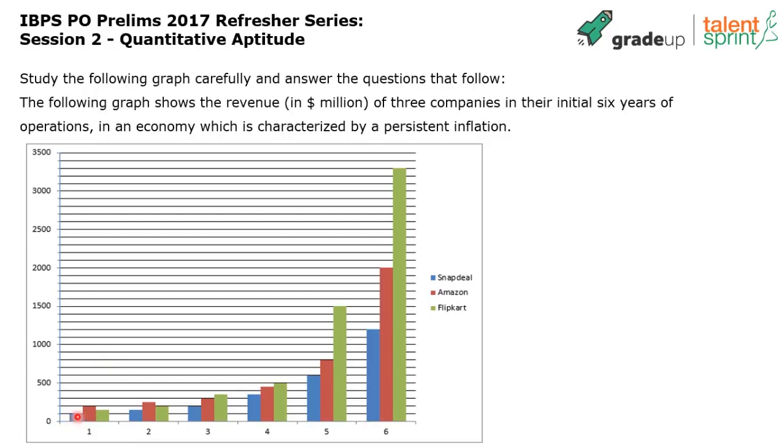So Snapdeal in the first year is exactly 100. Amazon is 200. Flipkart is exactly between 100 and 200, so it should be taken as 150. I'm sure all of you know how to read the graph. So very simple, we know the revenue in $1 million of 3 companies over 6 years. That's the data we have. All right, let's now look at the first question.